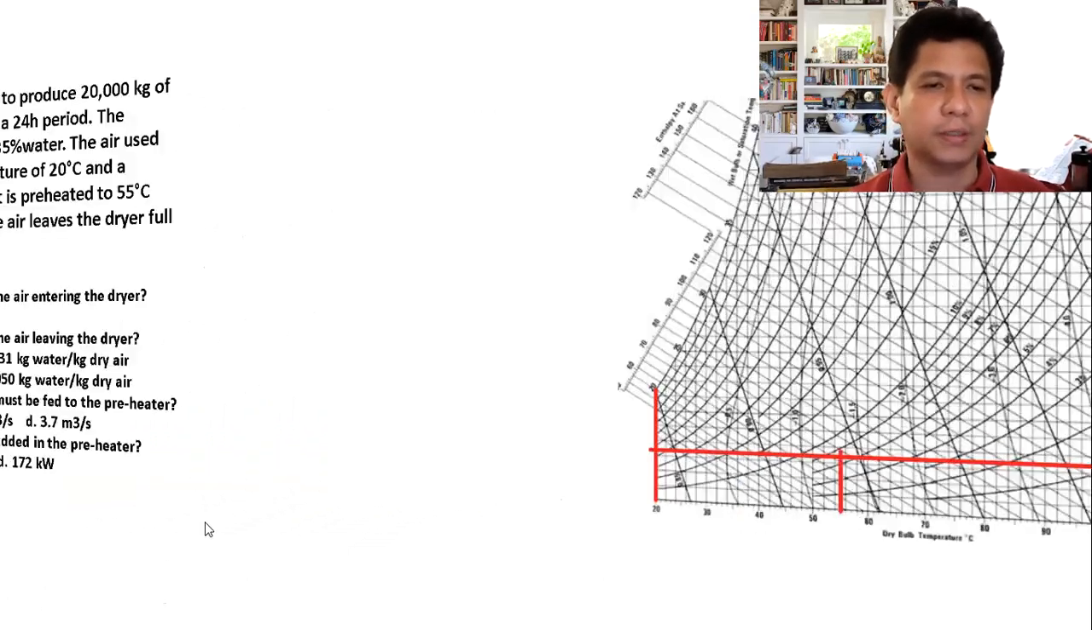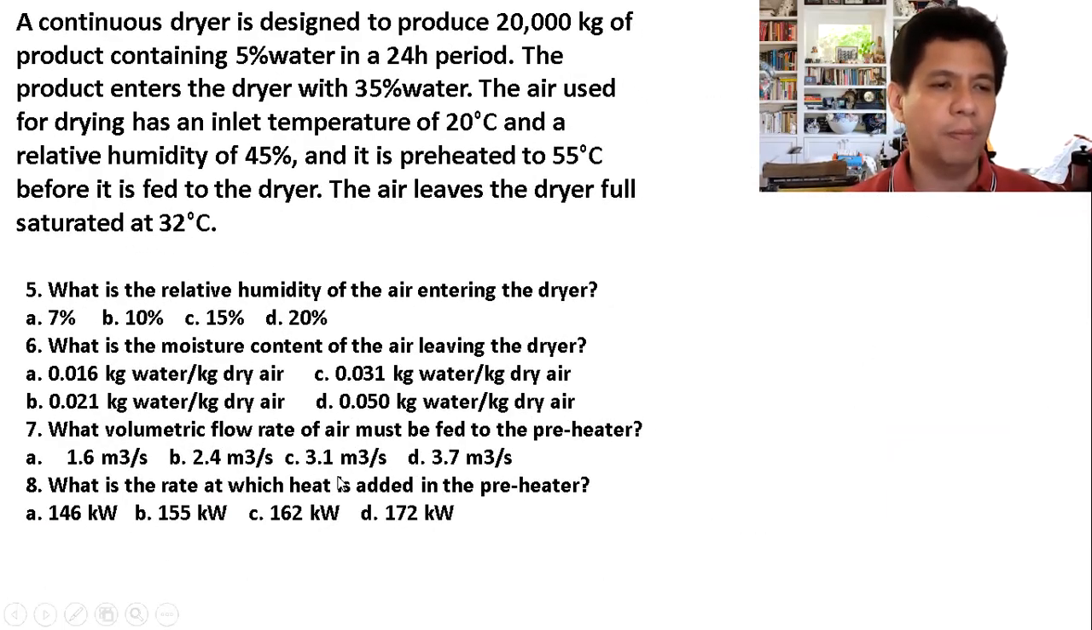Let's answer number 6. So question number 6 is, what is the moisture content of the air leaving the dryer? So if you still remember, the air leaving the dryer, its temperature is 32 degrees Celsius, tapos saturated siya. Ito number 6, sinasagutan natin. What is the moisture content of the air leaving the dryer? So, again, pag tinignan nyo yung choices, lahat ng units, kilogram water per kilogram dry air. So, humidity rin to. Number 6, humidity rin yung kailangan natin i-calculate. So, I guess, mas maganda kung magwa-whiteboard tayo.